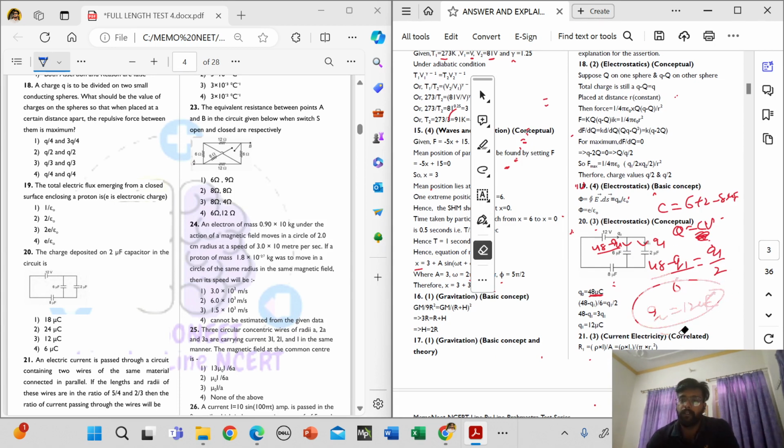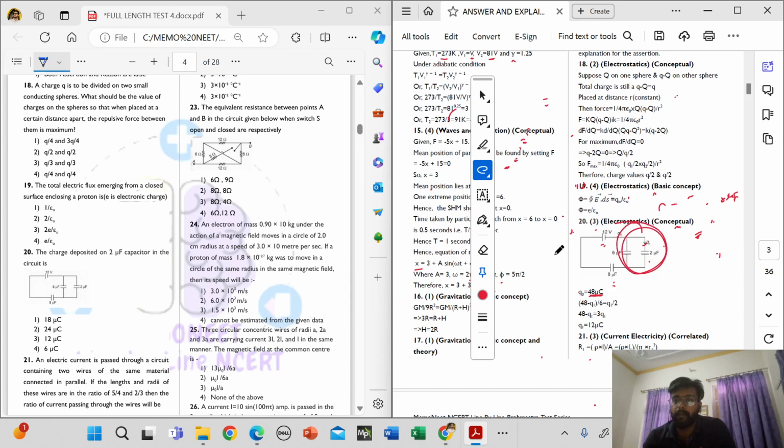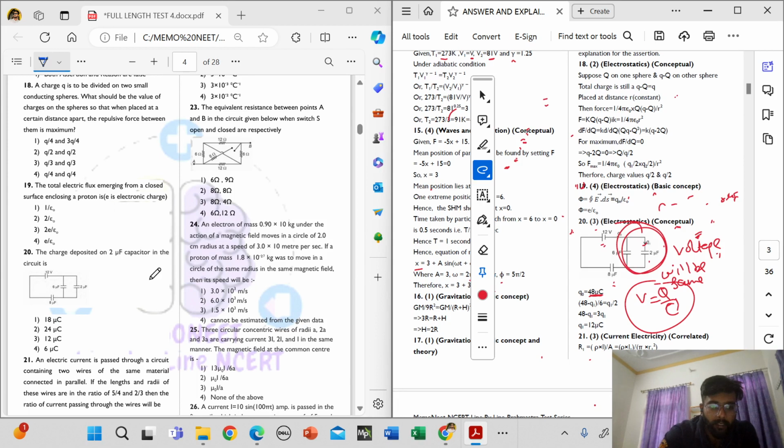Simple question, just we have to calculate first of all the equivalent capacitance, then we will divide the charge, because these both are in parallel capacitance, so this voltage will be the same. Okay, this formula is yes.